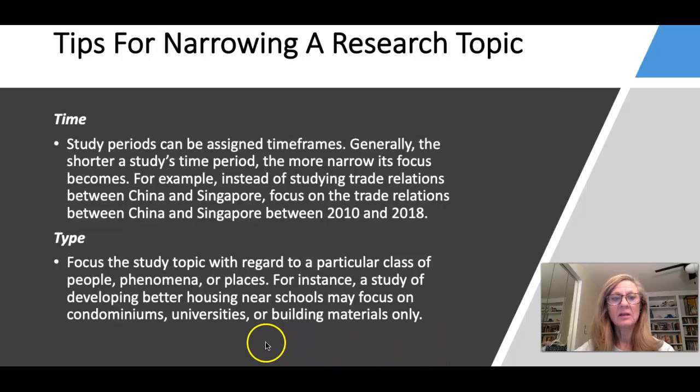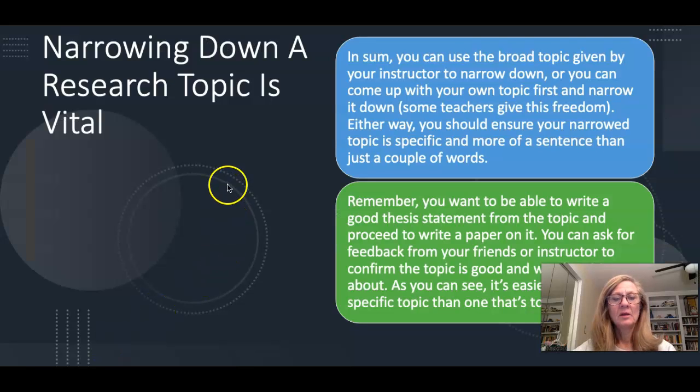Again, studying your topic with regard to a particular class of people or place. Again, schools, you could talk about the college student or the high school student. You could talk about young people, children, or you could talk about old people and COVID. So narrowing down a research topic is vital.